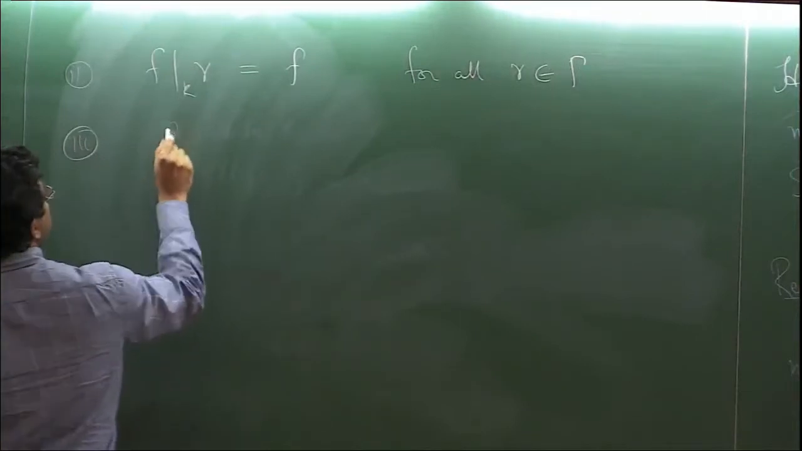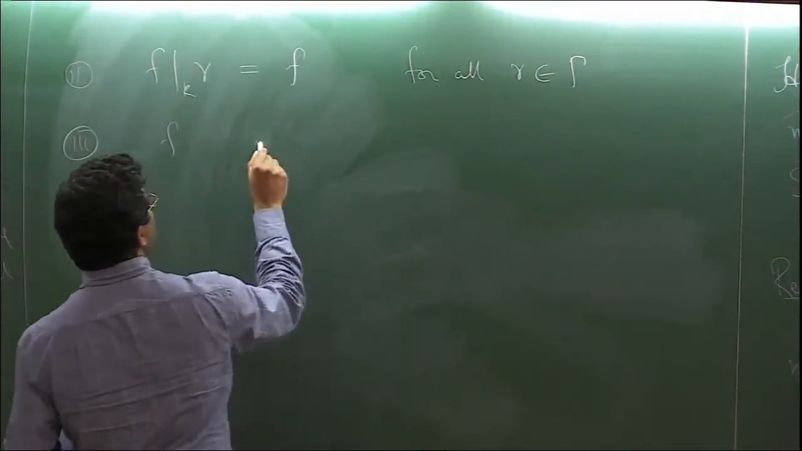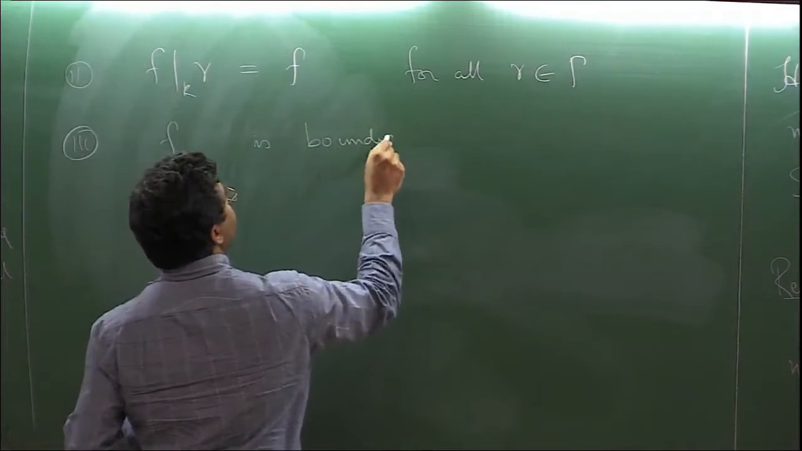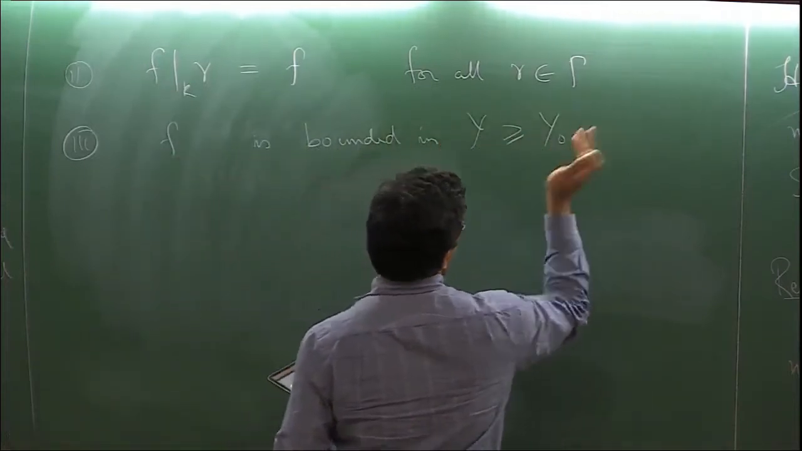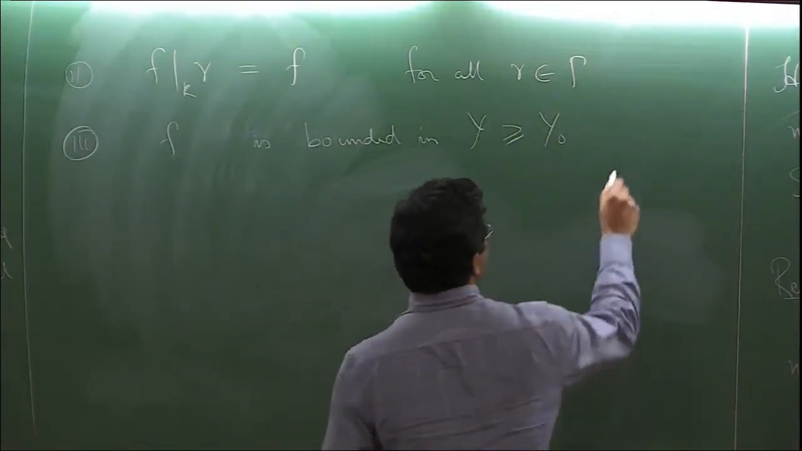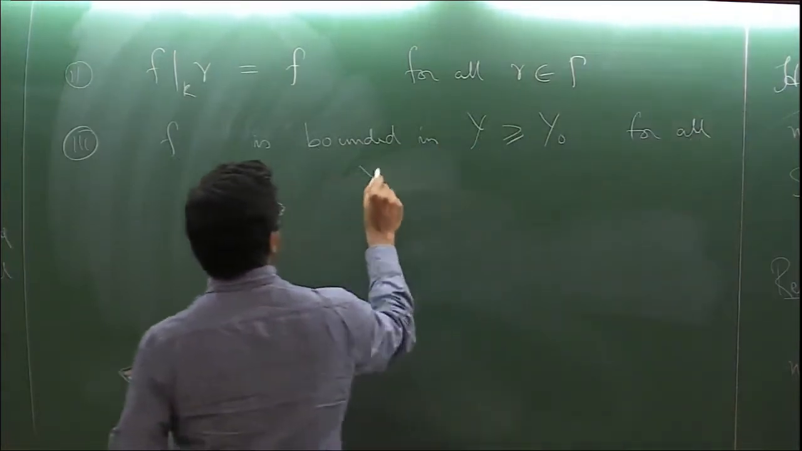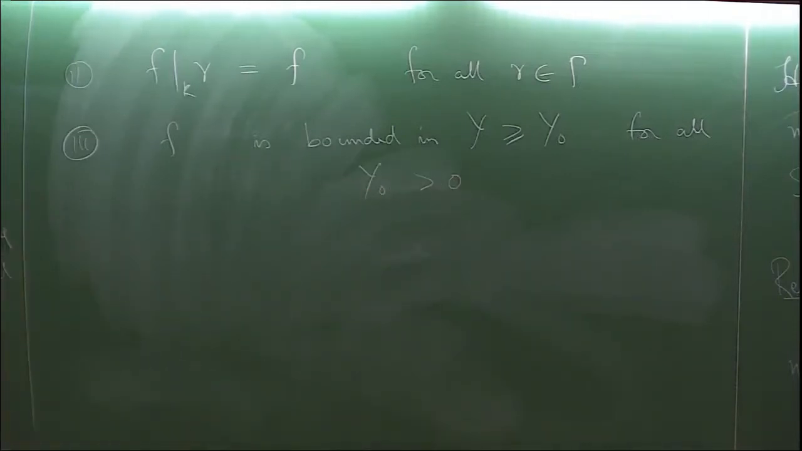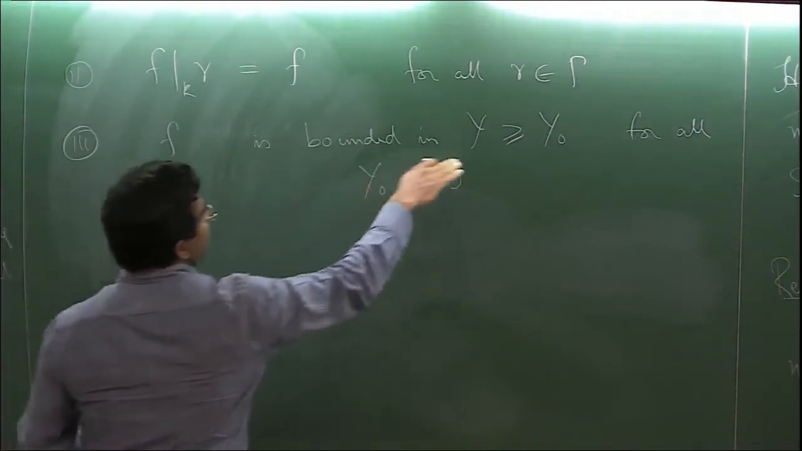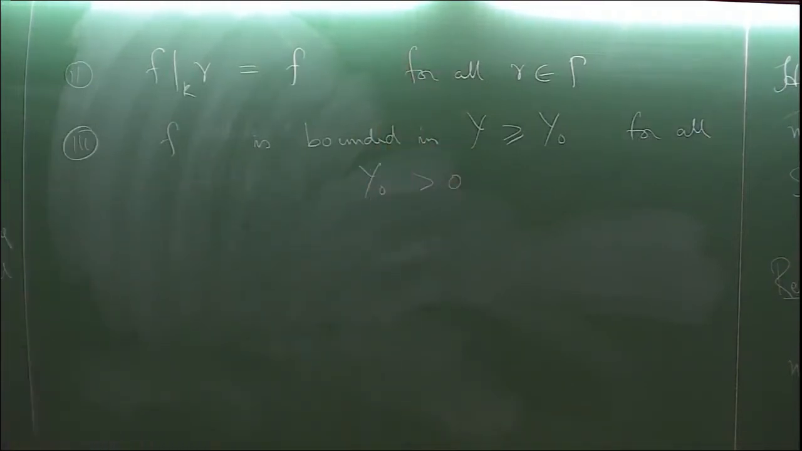And third is f is bounded in y greater than or equal to y0. So I fix some y0, any positive definite y0, and then f is bounded in this. So as you go towards infinity, it's bounded. So that is what it means to say that it's holomorphic at cusps. Okay, so another way of saying this is it's holomorphic at cusps.